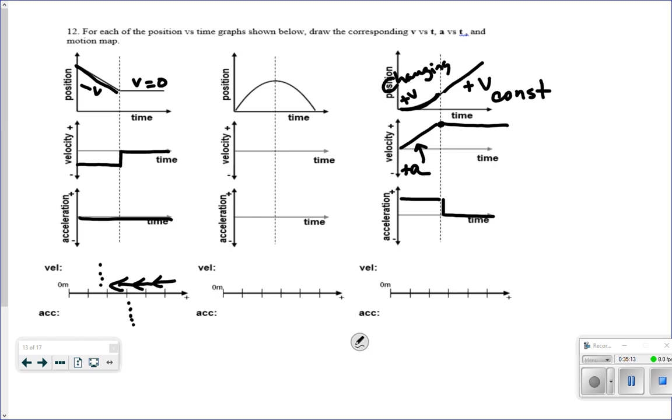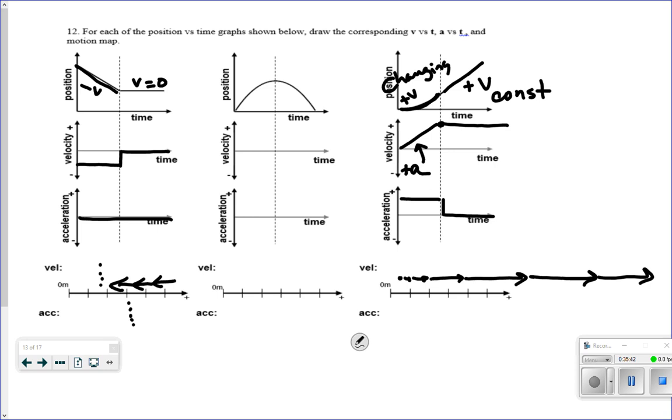Okay, if I want to do a motion map for my velocity, what I should see is that I'm going to the right, it's a positive velocity, and I should have tiny arrows. I don't know how well I'll be able to do that here, but I should have tiny arrows getting bigger and bigger. Hopefully you get the drift. For this one, oh, sorry, I forgot. I have a whole second half of motion here. So if I want to keep on going, I need to make the next few about the same size.